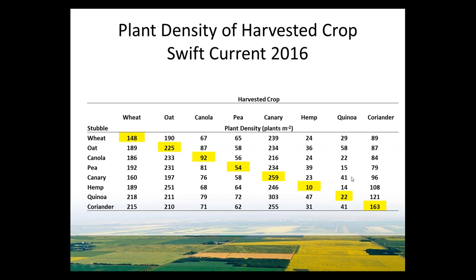Quinoa suffered at some stubbles. You can see that it liked the oat stubble and the canary seed stubble, and it really did not like hemp stubble or pea stubble or the canola stubble very well. One thing to note is with the large amount of variation in here, we have to do some work before we get our stats down so that I can talk about statistical differences with a lot of clarity. You'll quite often notice that if you grow coriander on coriander, you'll get a higher plant density, and that's because of all the volunteer coriander from the previous year that we get.